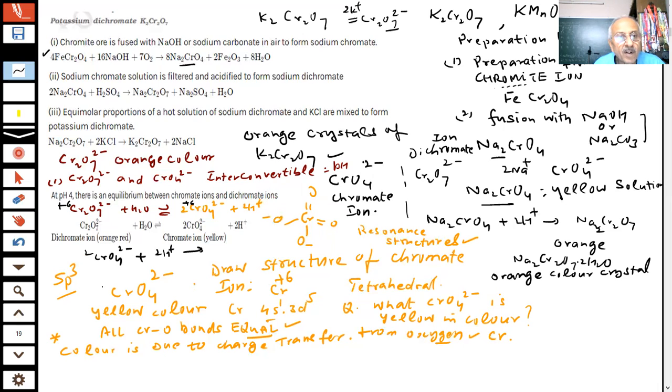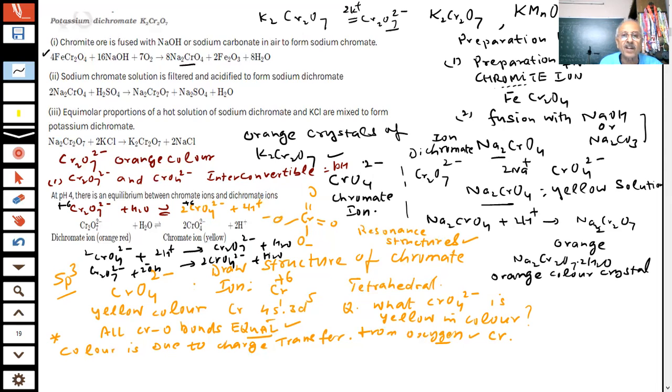Or in another case, I say Cr2O7 2 minus and 2OH minus. What is the result of this? Chromate with H plus gives what? Cr2O7 2 minus and H2O. And dichromate with 2OH minus gives chromate ion and H2O.